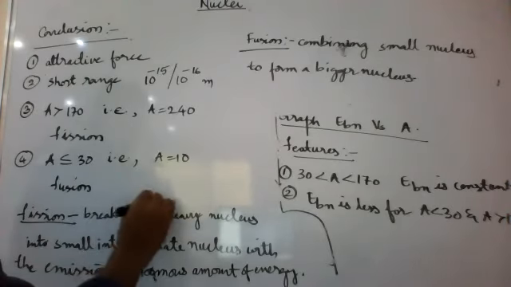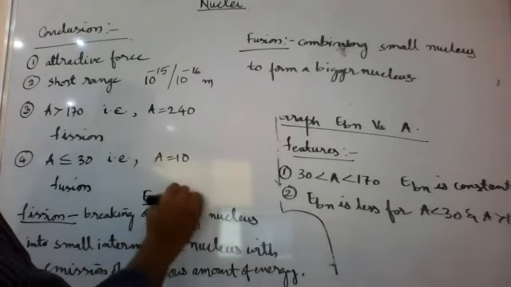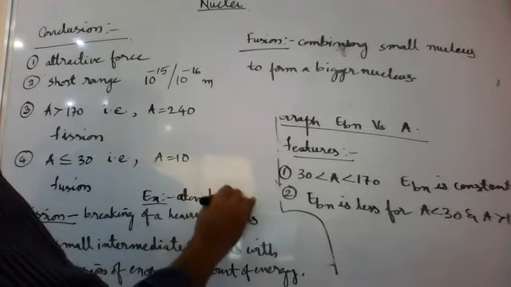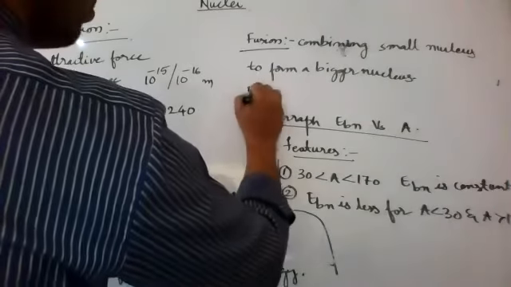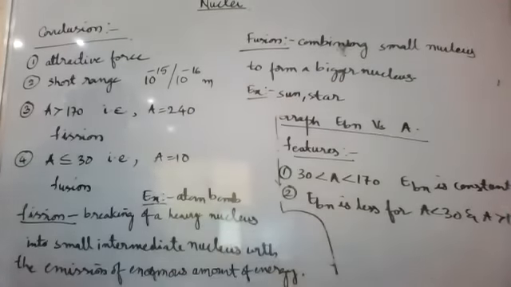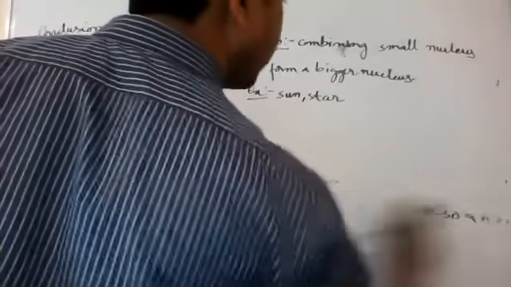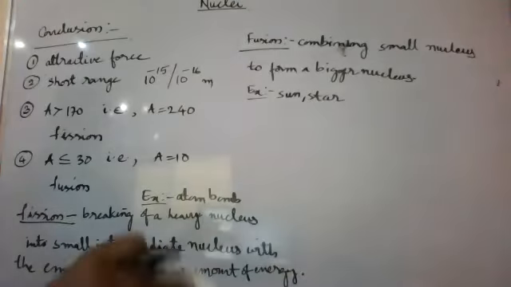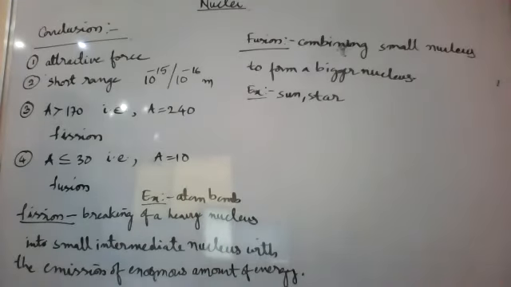Examples for fission: atom bomb or nuclear reactor. For fusion, the examples are sun and star. Once again, nuclear fission means breaking of a heavy nucleus into small intermediate nuclei with the emission of an enormous amount of energy. That happens in atom bomb and nuclear reactor. Fusion is combining small nuclei to form a bigger nucleus. Sun and star are the best examples for that.